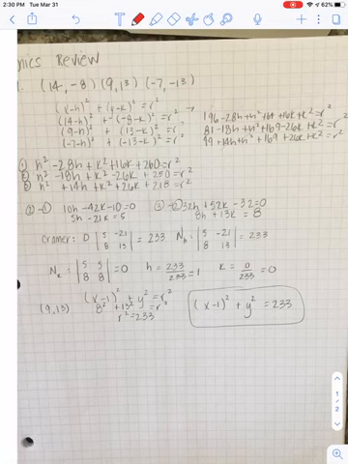14, negative 8, 9, 13, and negative 7, negative 13. The key here is to make sure you understand that the general form of a circle is x minus h quantity squared plus y minus k quantity squared equals r squared.